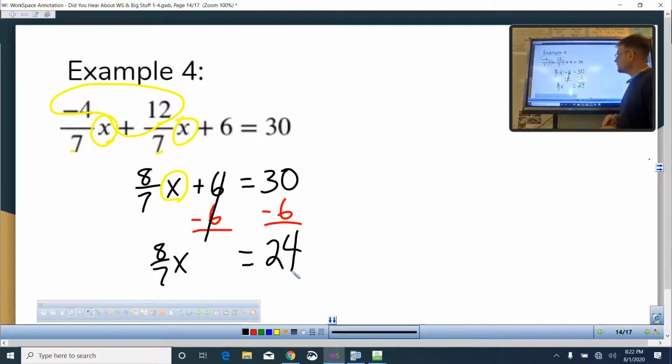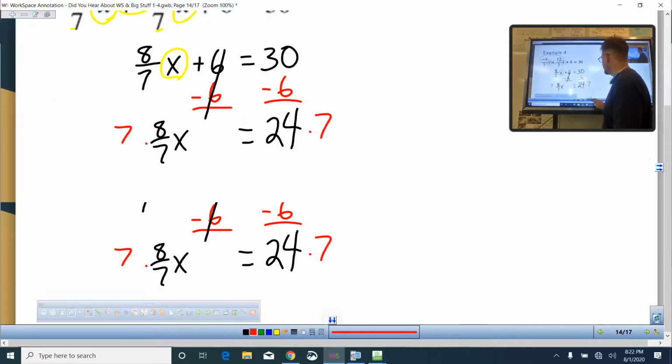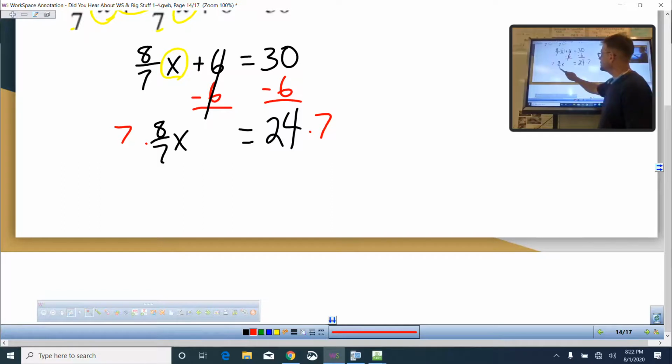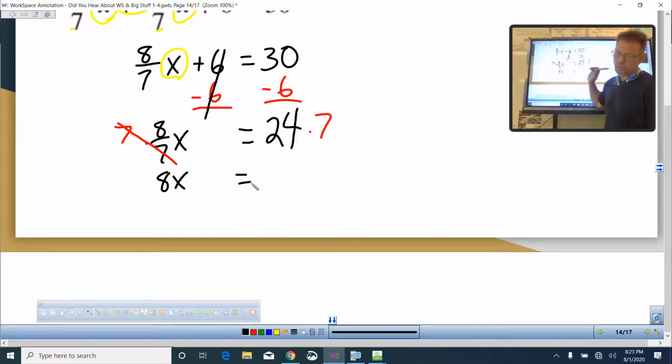So what we could do, first of all, is just get rid of the fraction piece of it. So let's get rid of that 7 so it doesn't bother us so much. So the first thing I want to do is, instead of dividing by 7, I'm going to multiply by 7 on both sides. Okay? And when that happens, these 7s are going to cancel, and I'm left with 8x equals, there's the 168.